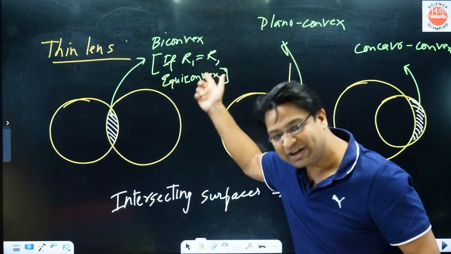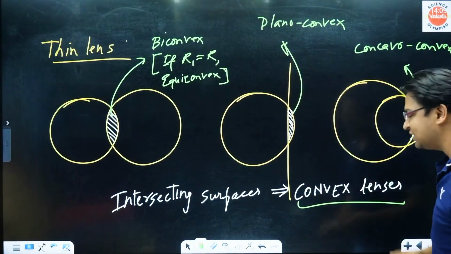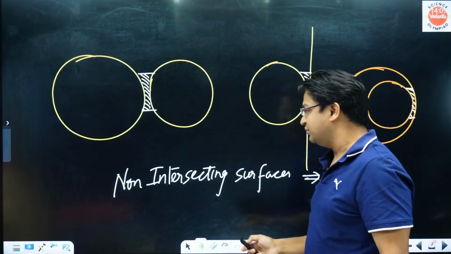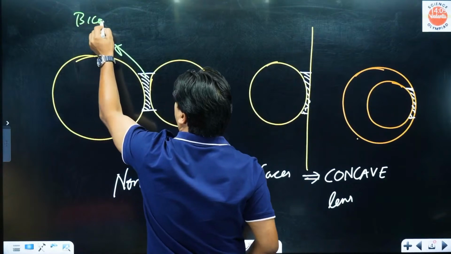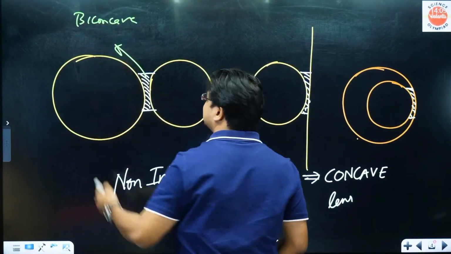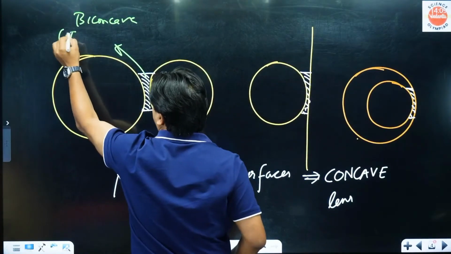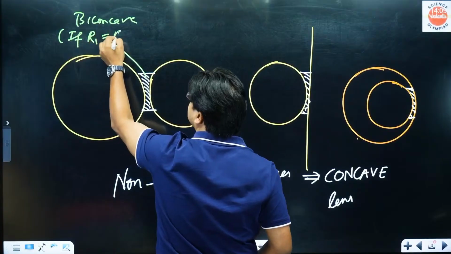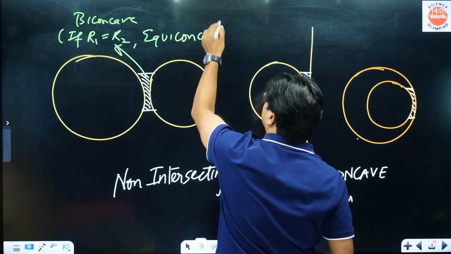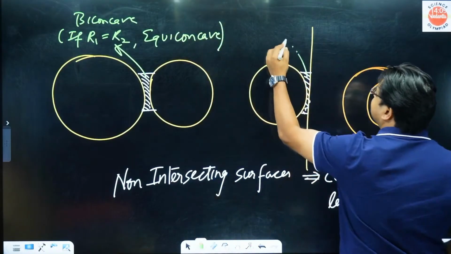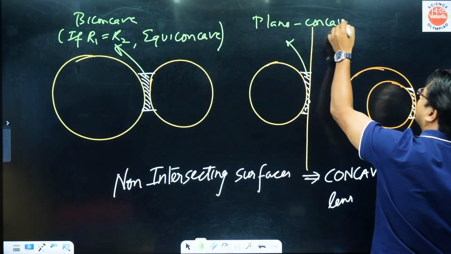So biconvex, the name ends with convex, plano-convex, concavo-convex, and similarly you would probably have guessed that this one should be called biconcave. And just as in the previous case, if the two radii are equal, then we can call them equiconcave. So if R1 is equal to R2, then we use the word equiconcave. This one is plano-concave.